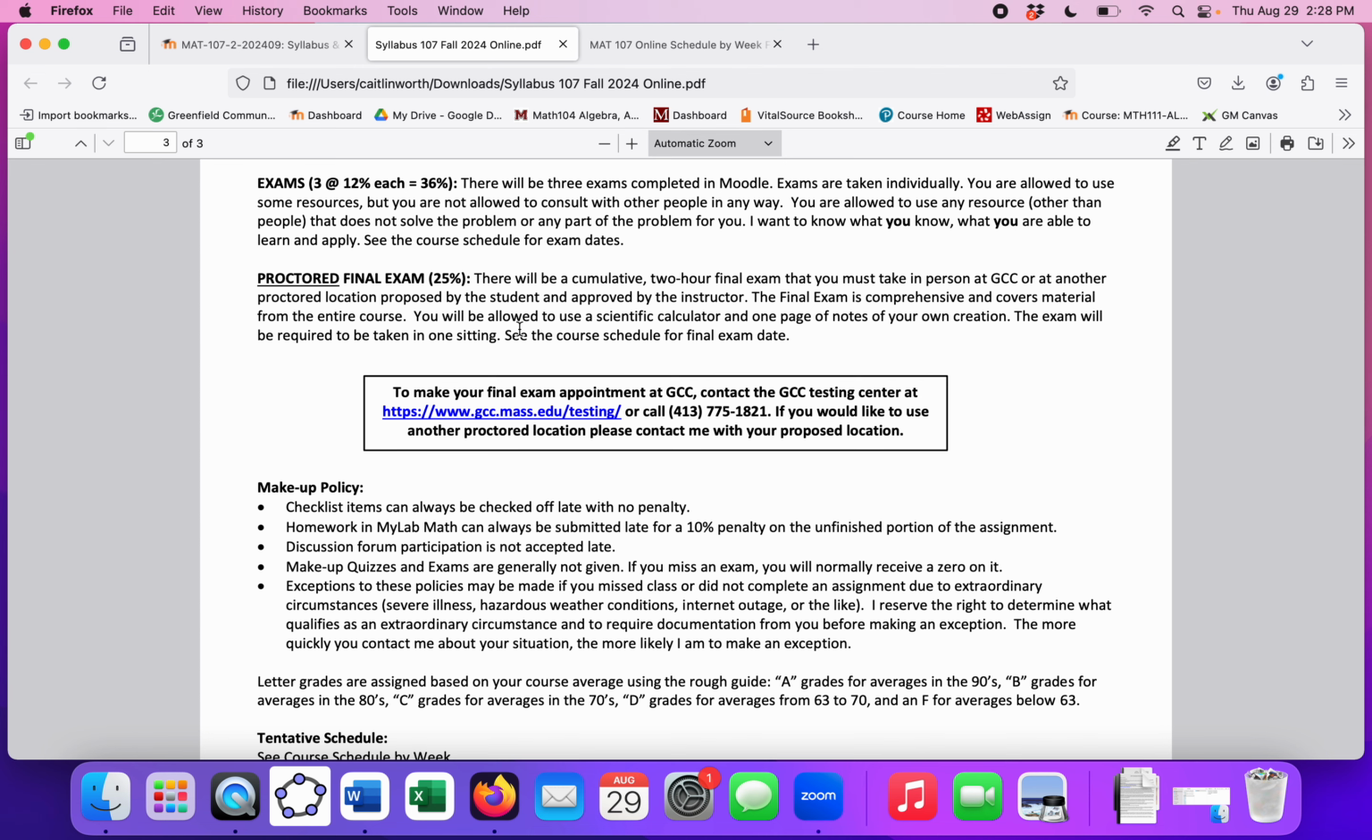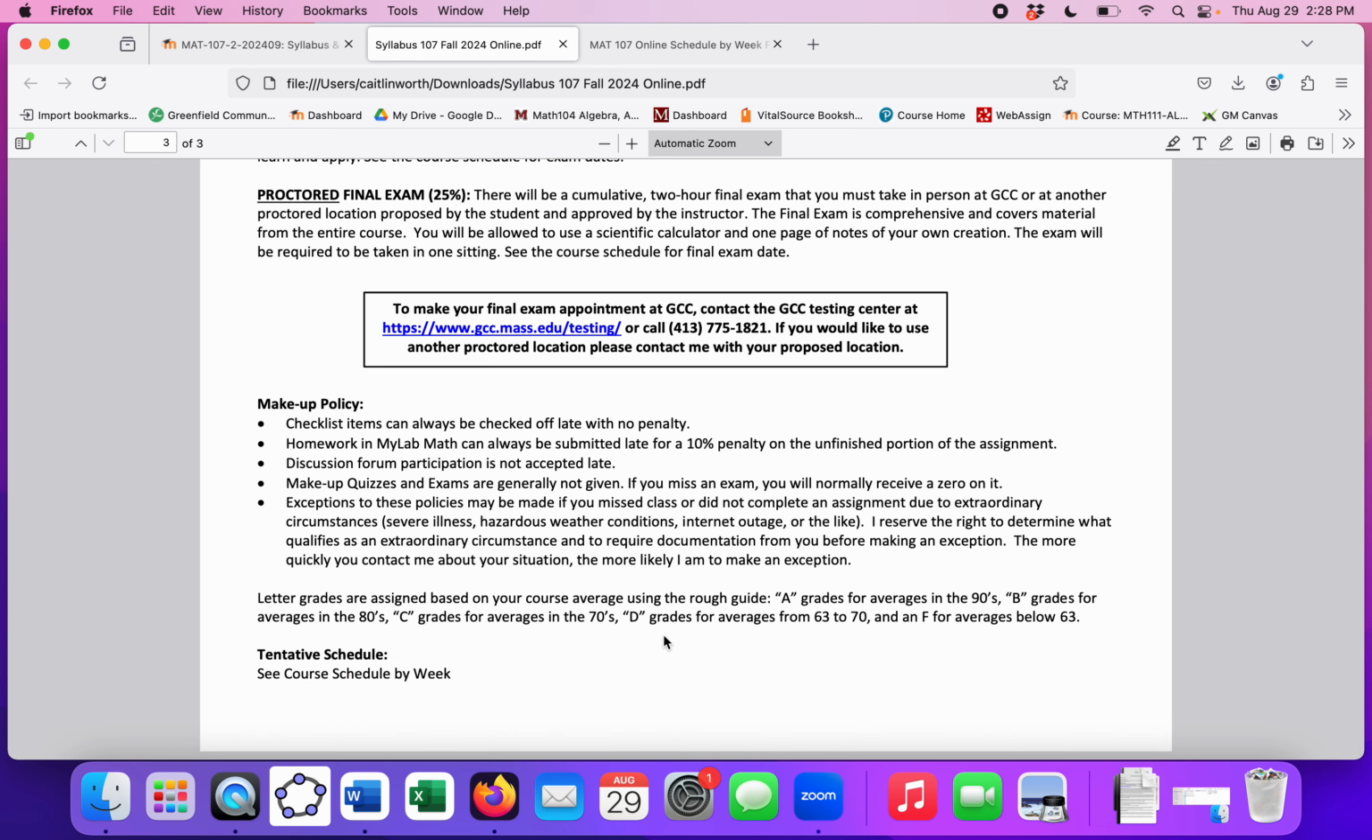And then finally, there's a proctored final exam. So it's a cumulative exam, covers everything from the whole semester, 2 hours. You have to take it in person at GCC, or you can take it in another proctored location proposed by the student and approved by the instructor. Most likely, most students who aren't local will use the testing center at a local college or university, or a public library also works well. For that exam, the only resources you're allowed to use are a scientific calculator and 1 page of notes of your own creation.